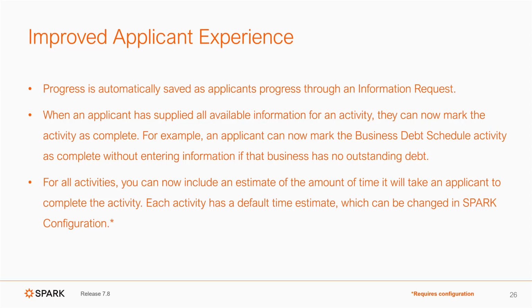Another change we made, for all activities, you can now include an estimate of the amount of time it will take to complete. So by default, we have some values entered based on conversations with you all, based on internal conversations. We've assigned each activity a default sort of time estimate. You can change those in Spark configuration.